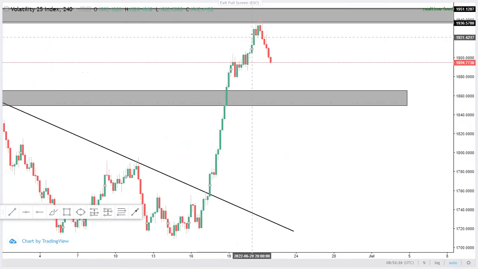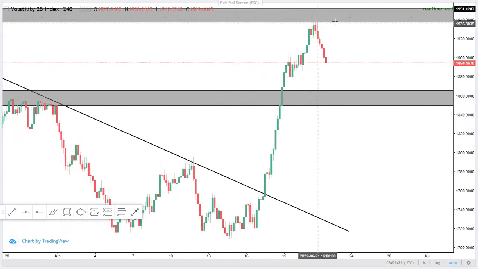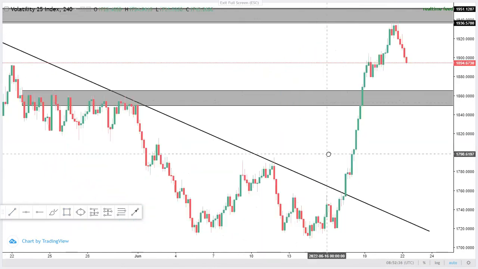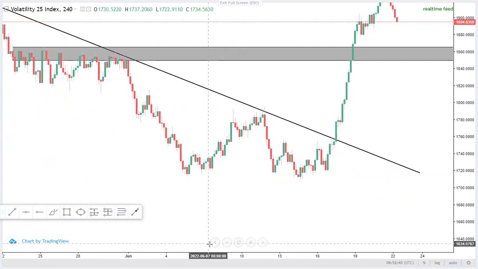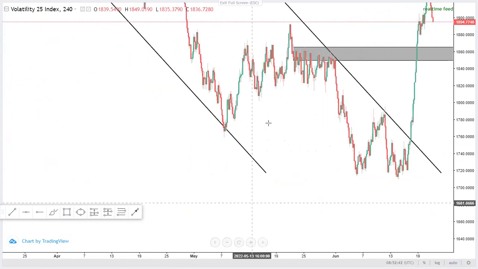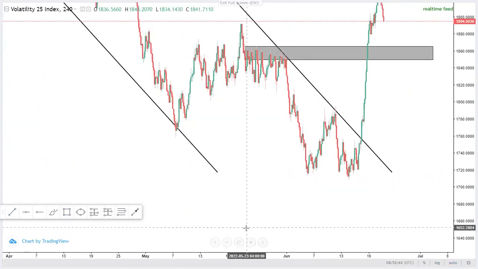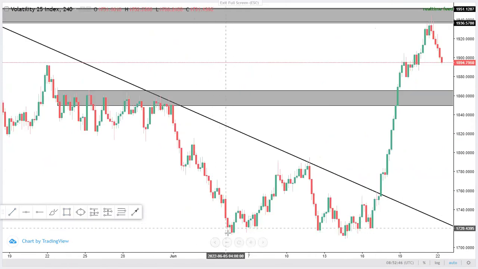You see, the moment it mitigated that order block on the daily, you can actually see how we rejected on the 4 hours, and it's going to sell to this area, and then probably continue to retest, and then might continue to the upside.